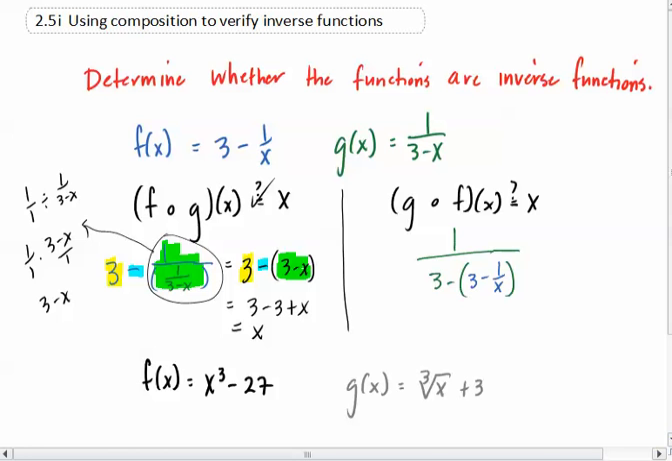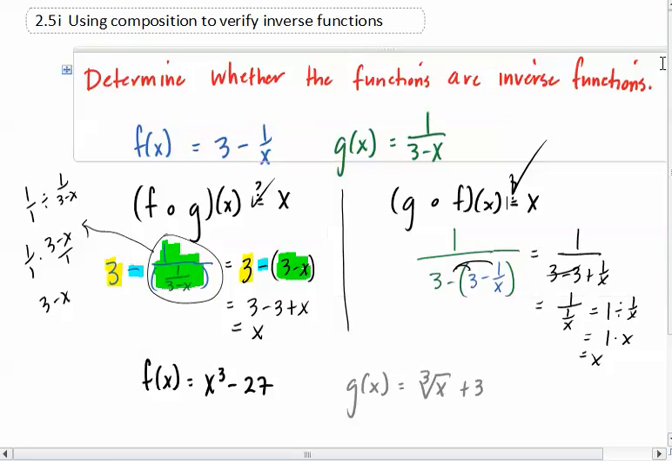Okay, let's simplify. This time I don't have a whole number minus a fraction, I just have a complex fraction. Let's remove the parentheses by distributing the negative. So I get 3 minus 3 plus 1 over x. Well, 3 minus 3 is nothing, so I have 1 over x, and that equals 1 divided by 1 over x, which is 1 times x, which is x. So both of them gave me x, therefore we know that those two functions are inverses of each other. Let's take a look at one more example.